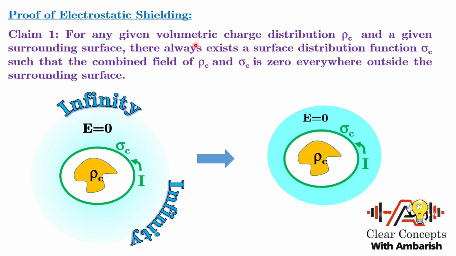What's the claim? That there always exists a surface distribution function sigma c such that the combined field of rho c and sigma c is 0 everywhere outside the surrounding surface. For example, let us say this is rho c, some charge distribution I have given somewhere in space, and then I have created an imaginary surrounding surface. And my claim is that we can always come up with some sigma c function for the surrounding surface such that rho c and sigma c lead to 0 field everywhere outside this region.